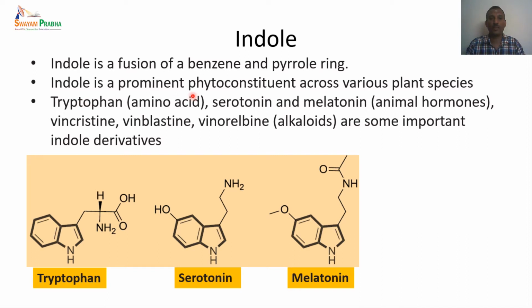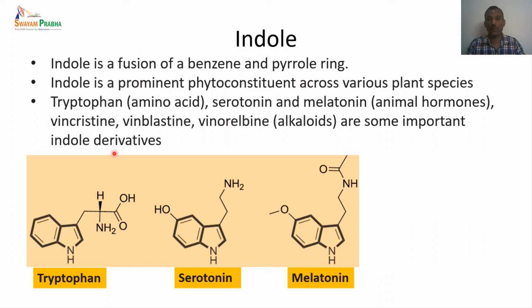Indole is basically a prominent phytoconstituent across various plant species. Tryptophan, which is an amino acid, and serotonin and melatonin, which are animal hormones, contain indole. Vincristine, vinblastine and vinorelbine are alkaloids that are some of the very important indole derivatives.